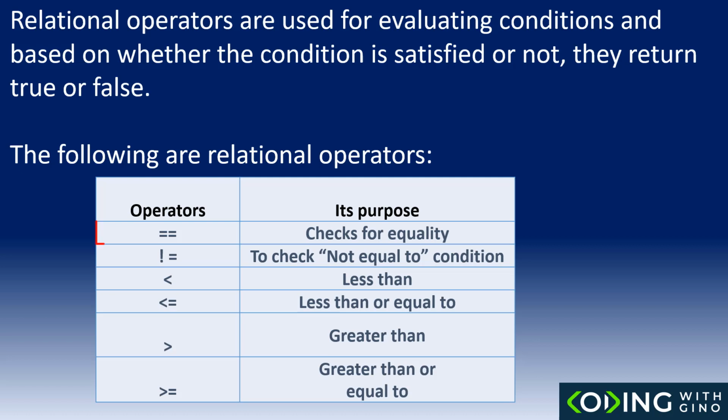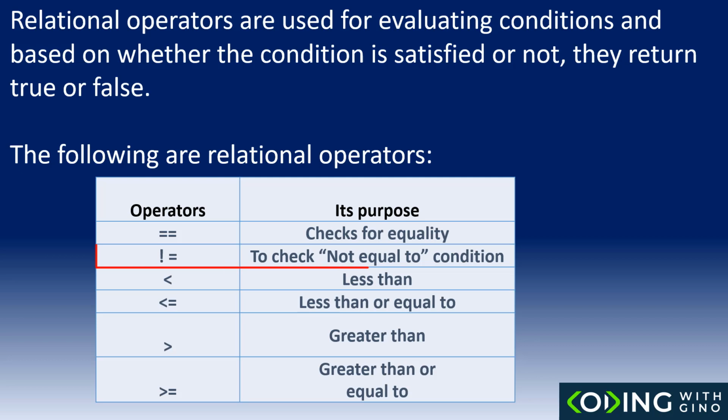First one is the double equal to operator. It is used to check for equality. Meaning, if you wish to check if some data is of a particular value, we use this. It is different from the standard single equal to operator. How? If you want to store some value, you use the single equal to operator. If you want to check for an equality condition, you would use the double equal to operator.